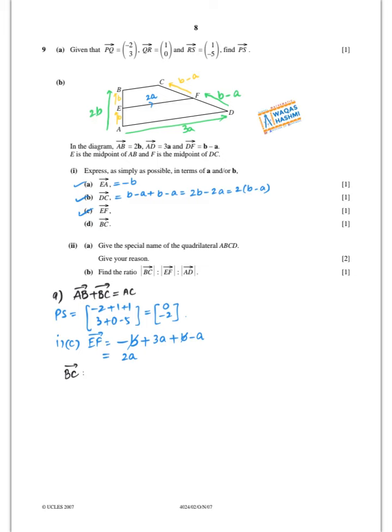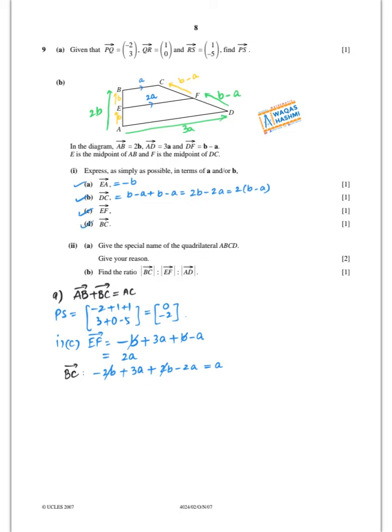And from D to C, we had to find the vector, that is 2 times B minus A. So I'm going to use the same. From B to A, it's minus 2B. From A to D, it's 3A. From D to C, it's 2B minus 2A. When you simplify, 2B and 2B cancel. So 3A minus 2A, it's A. So that is your vector from B to C, it's A. So that is your D part.